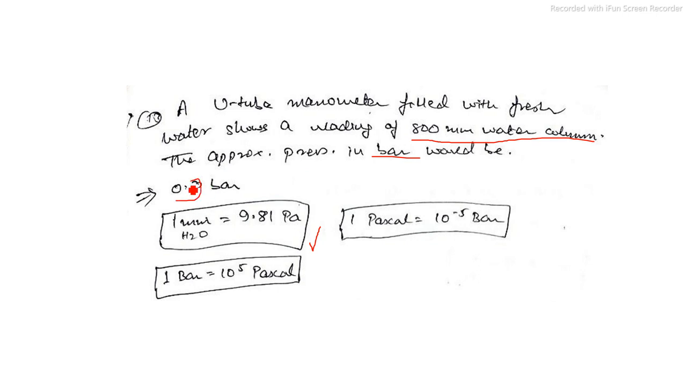This is wrong. It should be 0.08, because it is saying approximately, so it will be 0.08. Because 800 millimeter of water, multiplied by approximately 10, so it will be 1000, and if you multiply by 10 to the minus 5, it will be 0.08 bar.